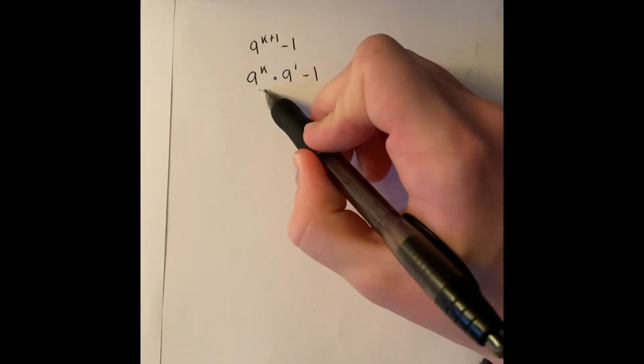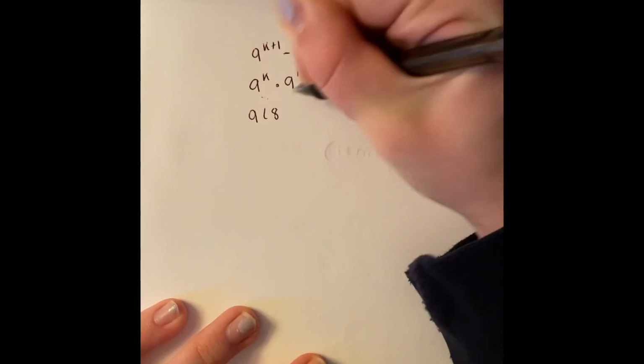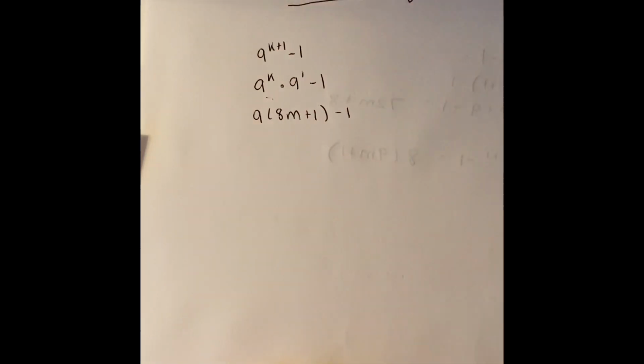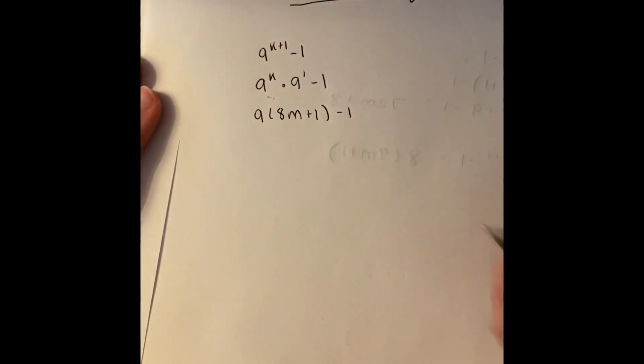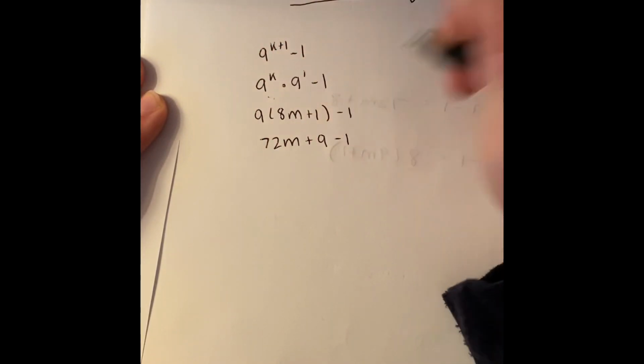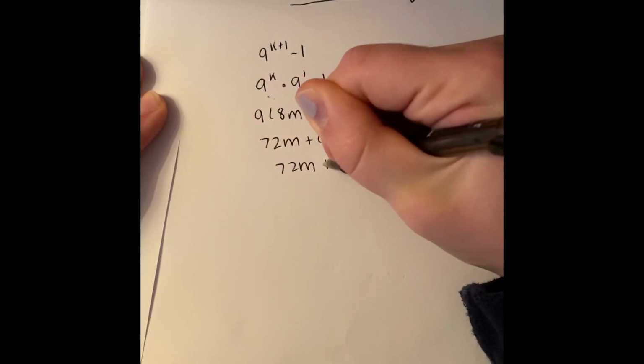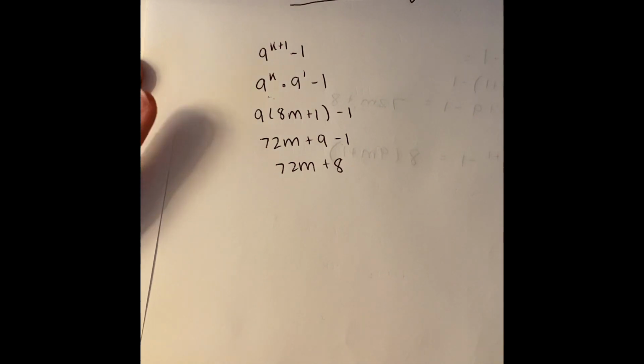Now here, we have a 9 to the k. So what we're just going to do is substitute that in. 9 times 8m plus 1, minus 1. We're just going to distribute this 9: 72m plus 9 minus 1. This is obviously equal to 72m plus 8.